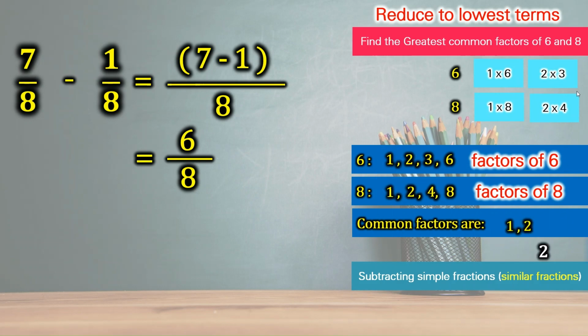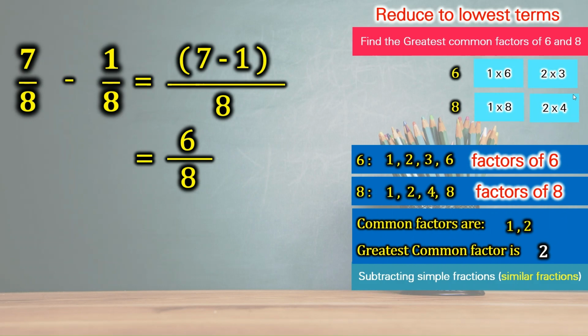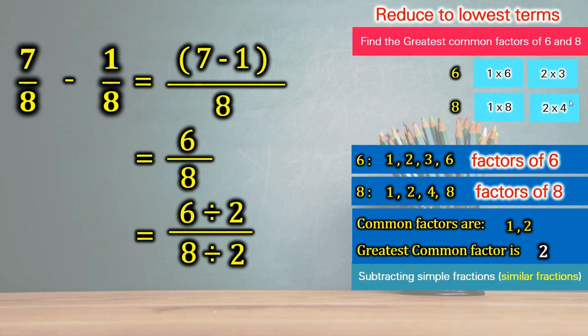The greatest common factor is 2. So, we use the greatest common factor 2 to divide both numerator and denominator. 6 divided by 2 equals 3. 8 divided by 2 equals 4. The final answer is 3/4.